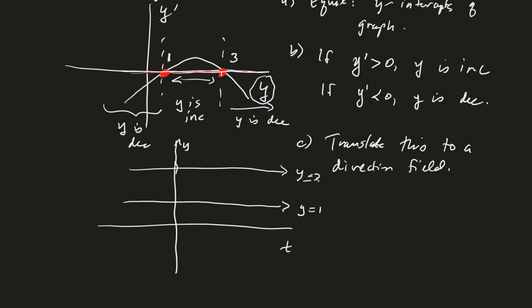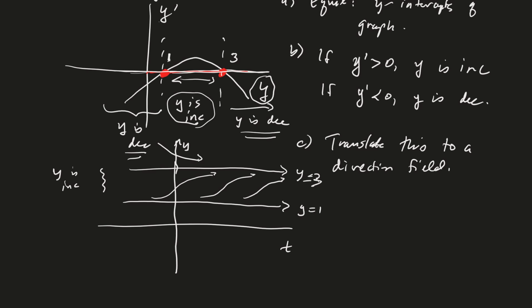Okay, now we said between 1 and 3 y is increasing, so that's in this region, right? Y is increasing, and so as it turns out, it's going to look something like this, and we're going to show that in just a second. And then we're going to have decreasing functions on either side. So on this side we're going to have solutions that are decreasing, and on this side we're going to have solutions that are decreasing. Okay, and so there we go.